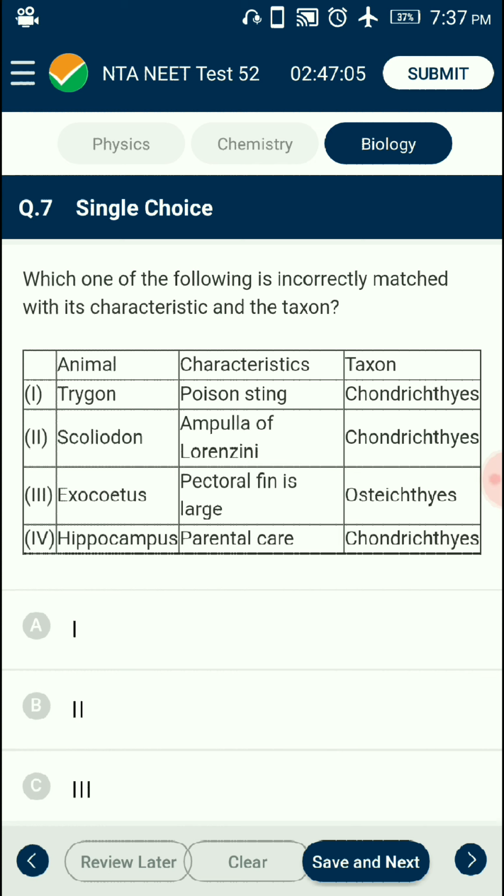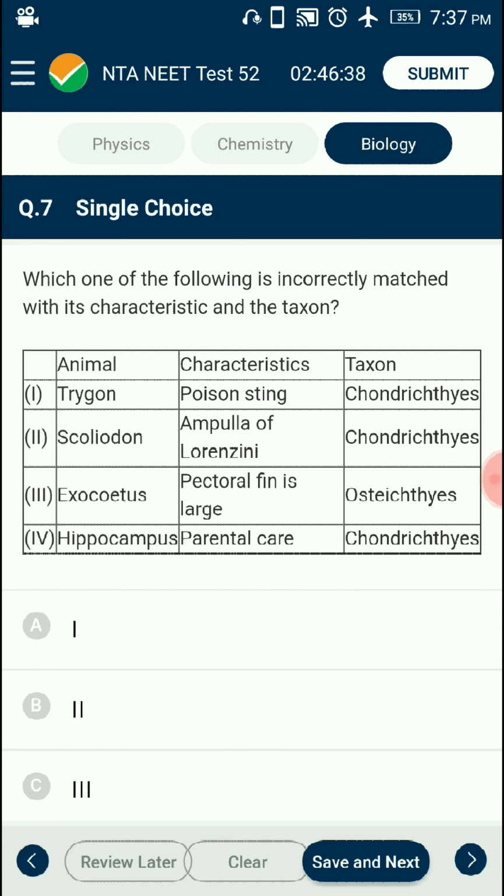Scoliodon possesses special electroreceptors known as ampulla of Lorenzini. They both are poikilothermous animals with a two-chambered heart.